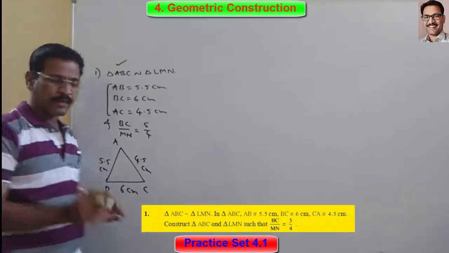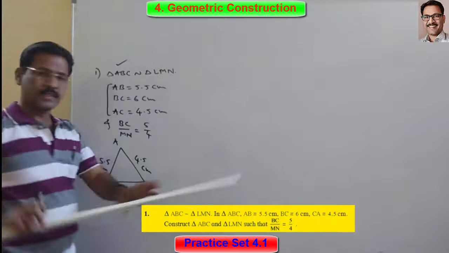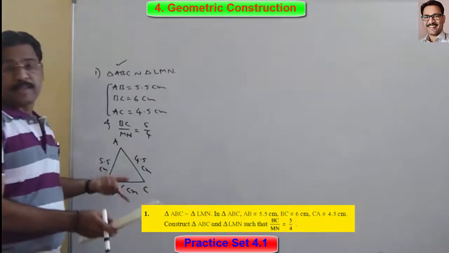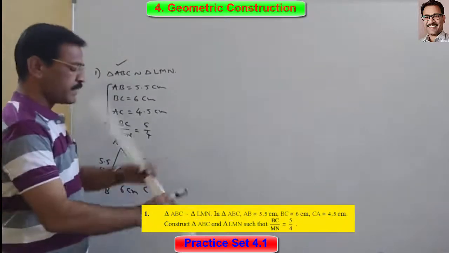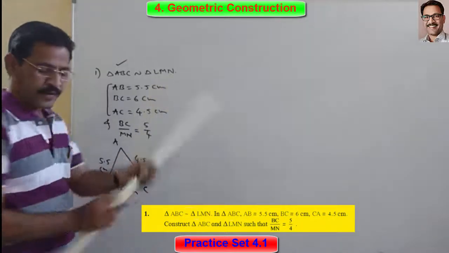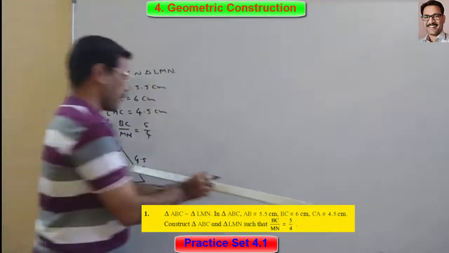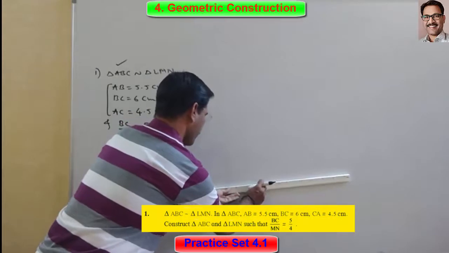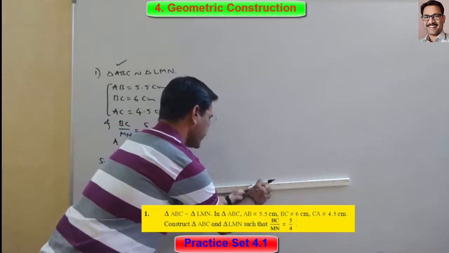See, this is very simple. First of all, we'll take the scale. Here BC will be 6 centimeter. I'll take BC as 6 centimeter. Look here, BC is 6 centimeter.